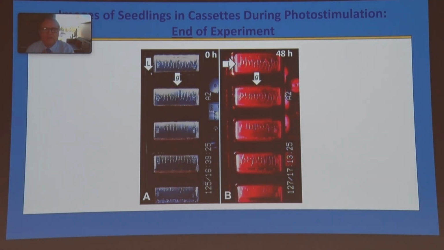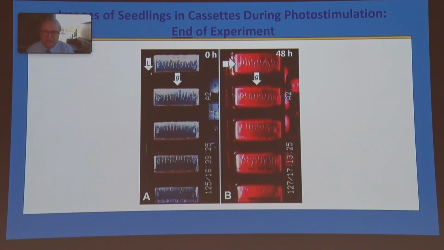So these are the images of seedlings at the end of the experiment, right before we froze them. On the left, you can see the seedlings at the beginning of the stimulation phase. We have white light coming from the top. The stimulation lights, the red and the blue lights, in this case it's red, is coming from the left.